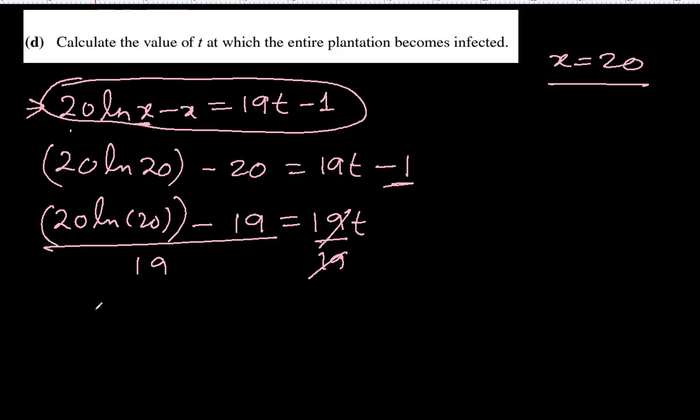If I plug in the whole thing in our calculator, I should get the answer. Let me do that and let you know the solution. 20 ln 20 minus 19, divided by 19. It gives me 2.15, and years was the unit.